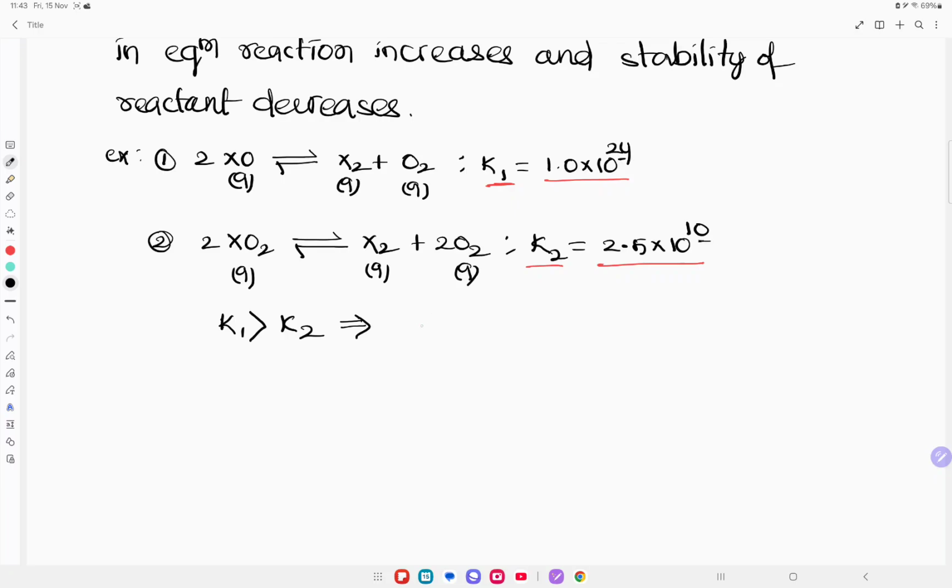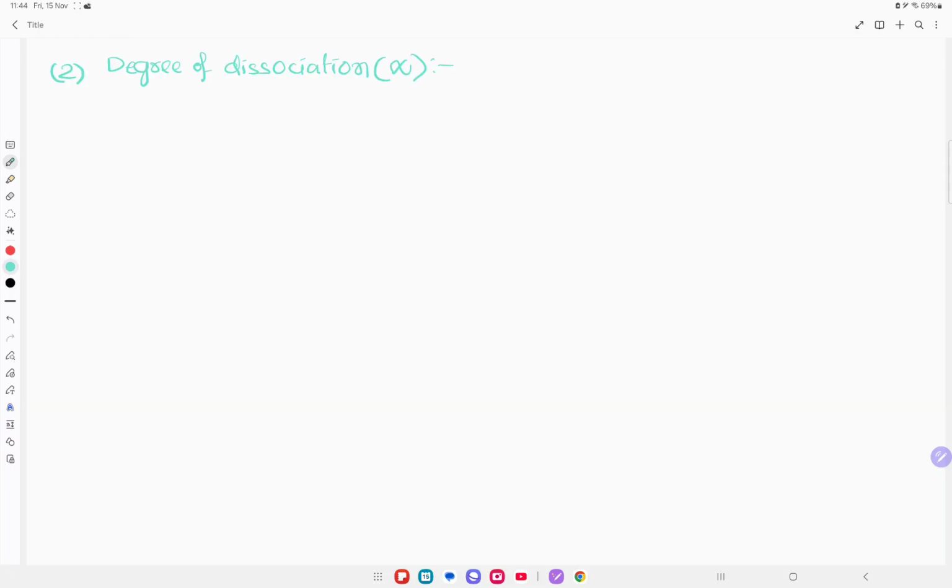Then what we can say? If you want to talk about stability of oxide, stability of XO is less than stability of XO2. So for the first equation, equilibrium constant is greater, and stability of its reactant is lesser. That is my point.